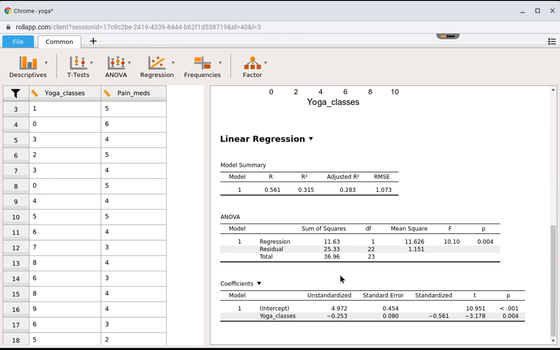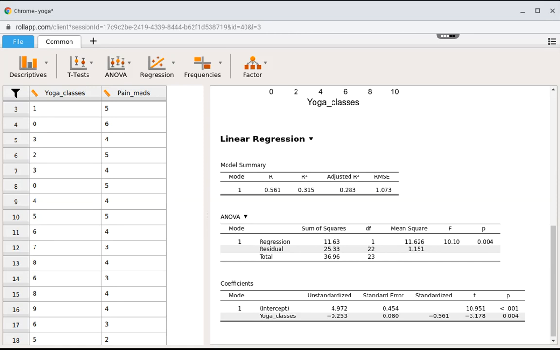So now we have all that we need to answer several more questions about this data set. For example, I could say, for each additional yoga class I take, what would likely happen to, or what would be the associated change in pain meds? And you could say, well, it is predicted that the pain meds would go down 0.253 doses.